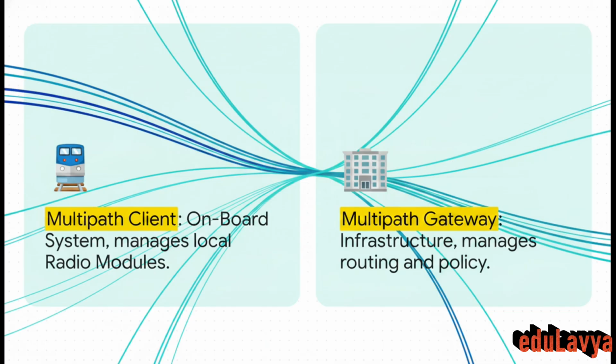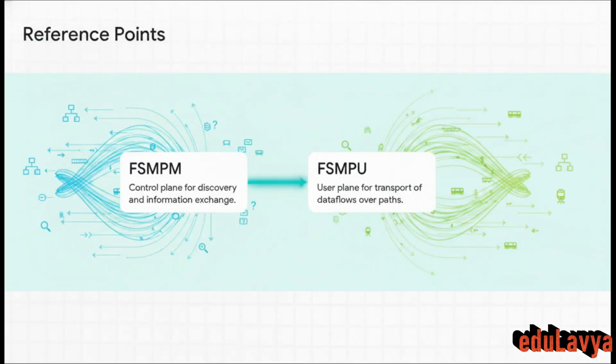This resides back in the fixed infrastructure. It's the brains of the operation when it comes to managing the routing and dictating the overall multipath policy for the entire network. Now, to get these two separated components working in perfect harmony, they talk to each other across two specific reference points. You can think of this kind of like an OSI layer abstraction. First up is the FSMPM, which is strictly the control plane. This is where the client discovers the gateway, they swap info about available paths, and negotiate the rules. Then, we have the FSMPU.